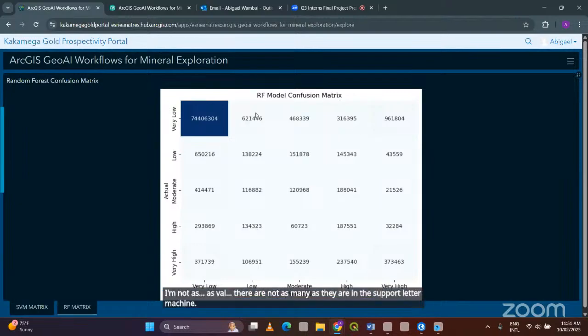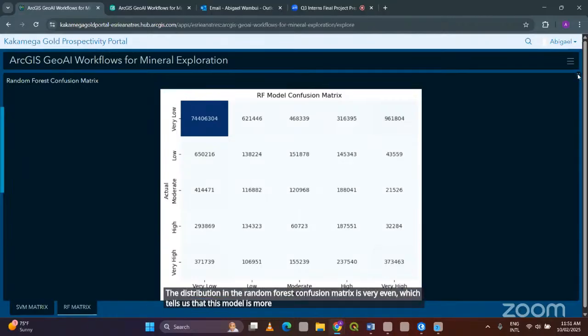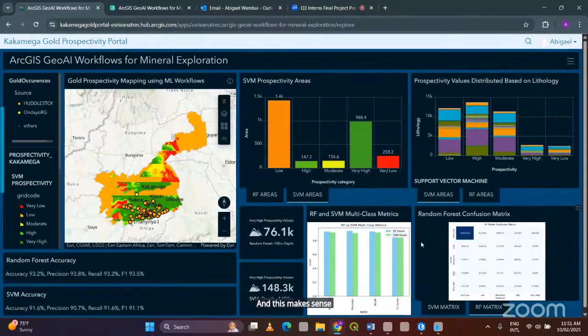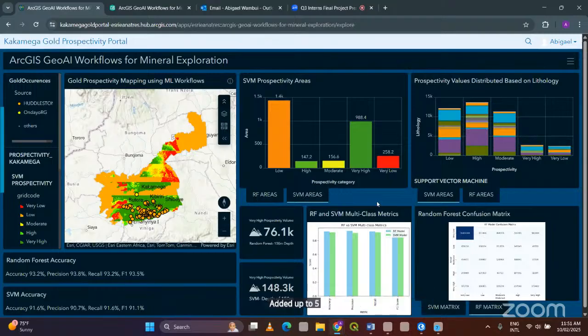The distribution in the random forest confusion matrix is very even, which tells us that this model is more robust. And this makes sense because random forest is a model that handles many data sets better. Support vector machine is better with handling complex data sets. I combined the two so that I may gain insight because the data was very complex. These rasters added up to 56 separate rasters, and random forest is used for its robustness with dealing with huge amounts of data.